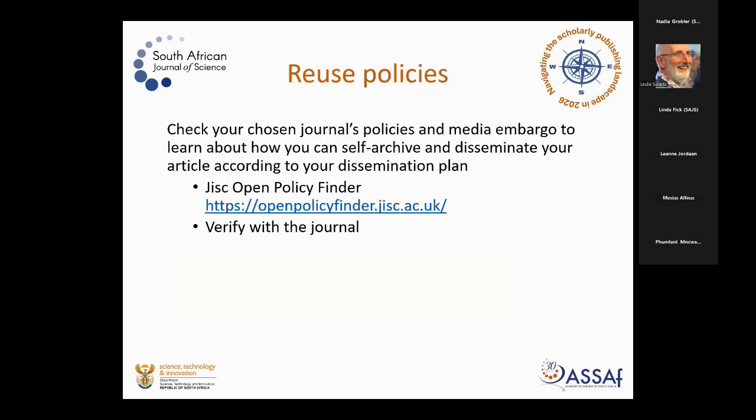Lastly, you want to consider the reuse policies of whichever journal you've chosen to make sure that it does allow the self-archiving or dissemination options that you have determined from your dissemination plan. And the JISC Open Policy Finder is a useful tool to give you information on what self-archiving options are allowed by particular journals. And you can also verify this information with the journal so that you're not breaking any policies with how you share your article after publication.